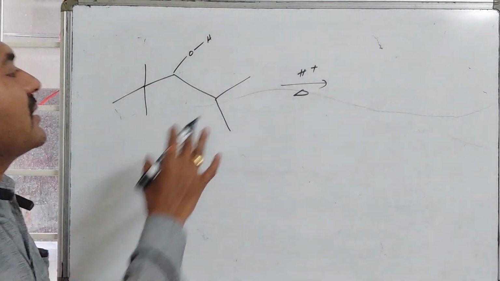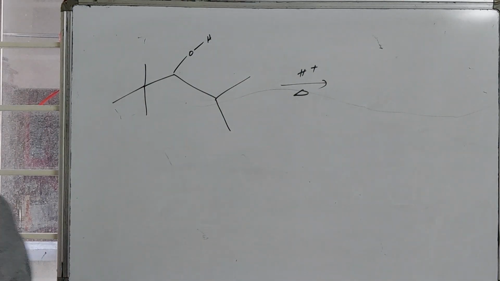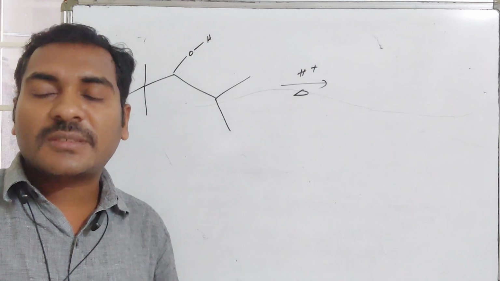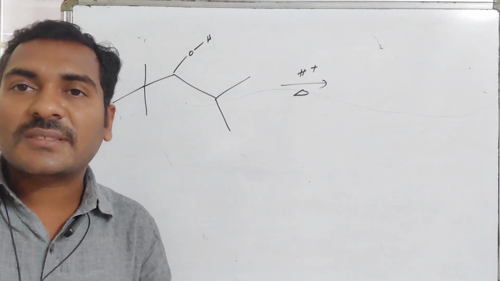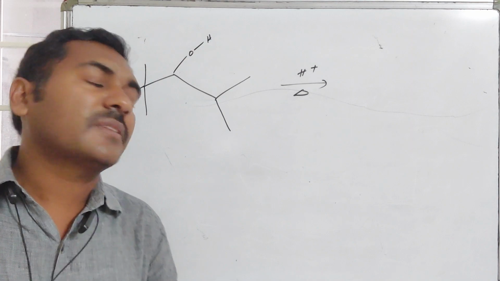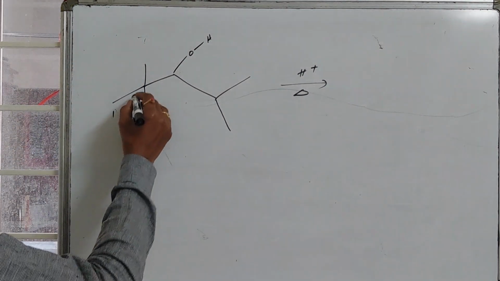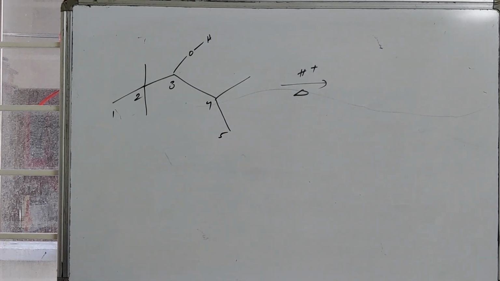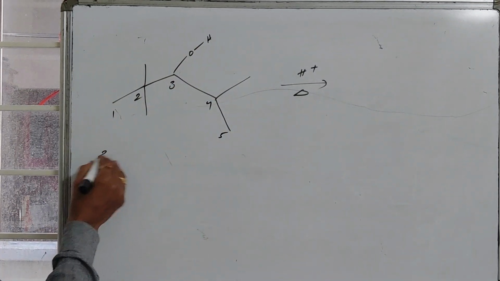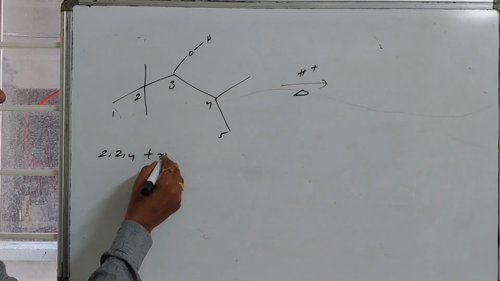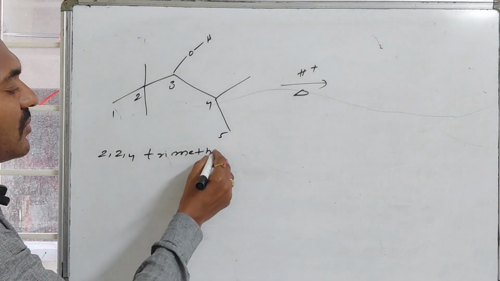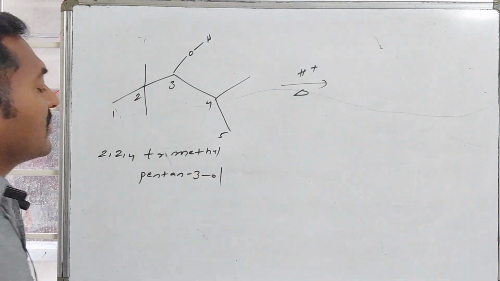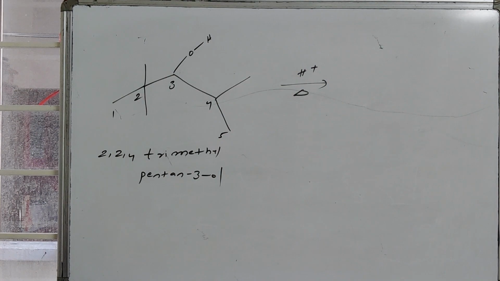With the help of the most stable carbocation, you are asked to write all possible products including stereoisomerism, and how many varieties of products are formed in this transformation. If I give the numbering and the name for this compound, it becomes a pentane-related compound: 2,2,4-trimethylpentan-3-ol is the compound.